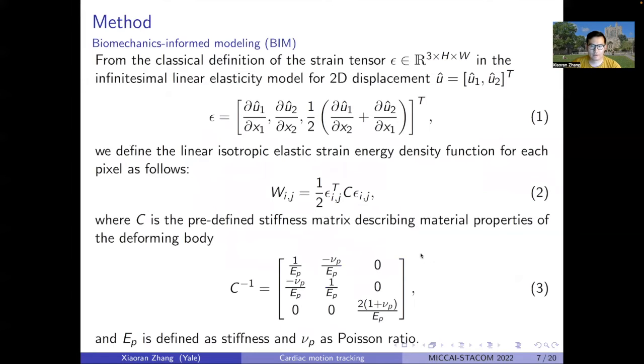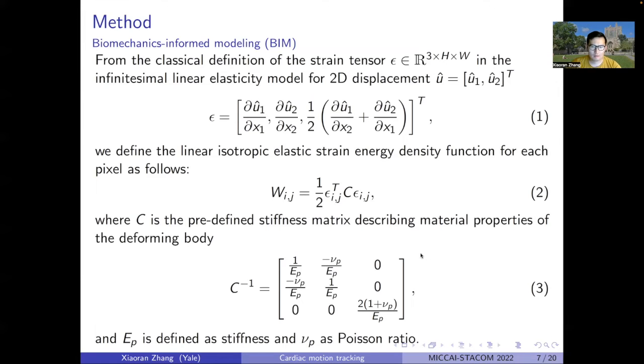From the classical definition of the strain tensor in the infinitesimal linear elasticity model for 2D displacement, we have the strain expression as a function of the deformation gradient. We then define the linear isotropic elastic strain energy density function for each pixel as follows, where C here is the stiffness matrix describing material properties of the deforming body. E_p is defined as stiffness and ν_p as Poisson ratio. In this paper, we treat E_p as constant and ν_p as hyperparameter.